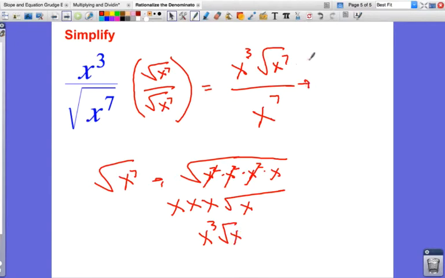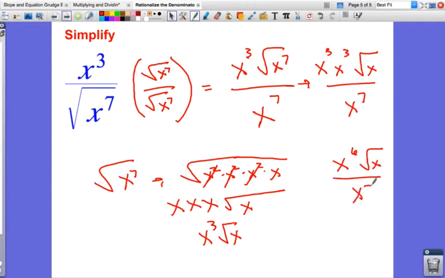So what this simplifies to is I have x to the third times x to the third. I'll just rewrite it all out, x to the third square root of x all over x to the 7th. X to the third times x to the third becomes x to the 6th square root of x over x to the 7th. I can reduce these because this is x to the 6th over x to the 7th. So I'm going to subtract 6 minus 7. When I do so, I will be out of x's up here, and I'm only going to have one x left over down here. So the answer is the square root of x over x, and I'm done.